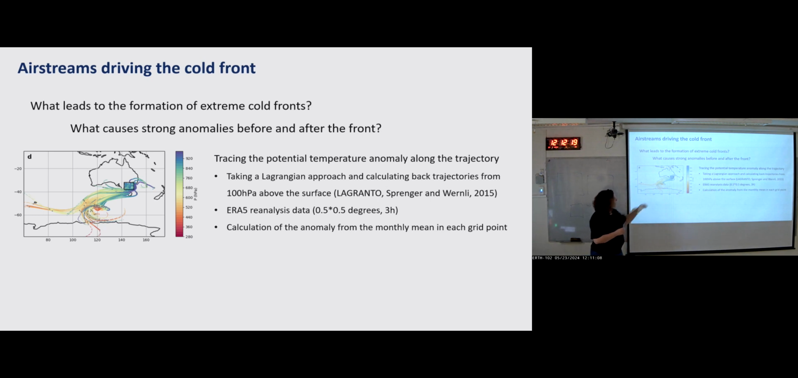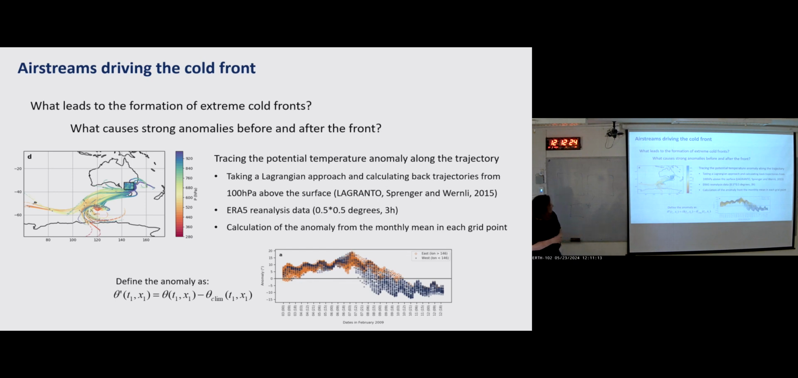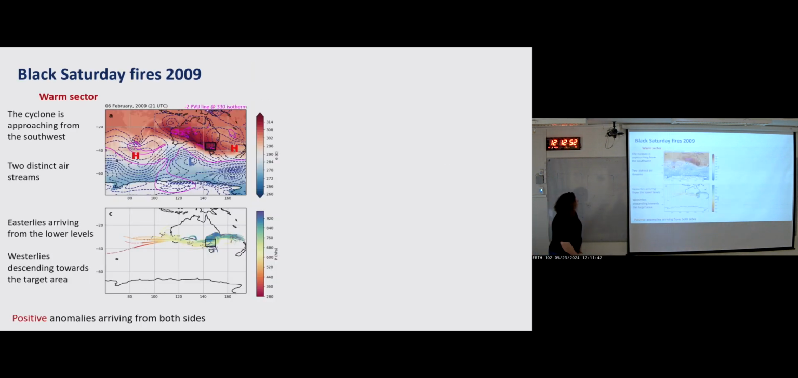What we calculated along each one of the trajectories is the potential temperature anomaly. We took a very simple approach and looked at the deviation from the monthly climatology and calculated the potential temperature anomaly at each point along the trajectory. I'm going to come back to this in a second, but this is time, starting from the left here. You can see that as the cold front progresses, the anomaly at the end of the trajectory increases and then decreases as the cold front passes. So we're kind of getting what we want. But before that, let's look at the synoptics.